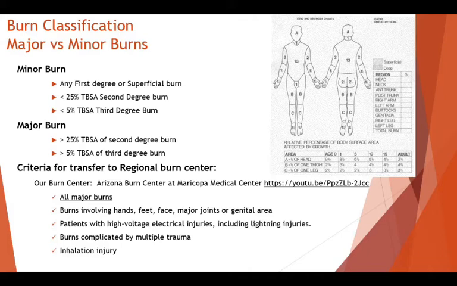Any burns involving hands, feet, face, joints, or genitals, areas that are high risk for having PT-OT problems and probably needing plastic surgery, will be transferred to a regional burn center. Any electrical injury, including high voltage electrical or lightning injuries, and any burns with traumas, and also inhalation injuries. So those will be transferred. Again, not testable. Good to know, though, if you're interested in ED or burns.